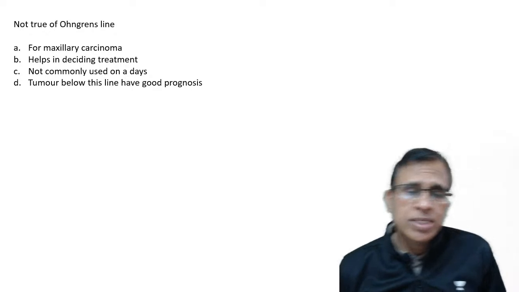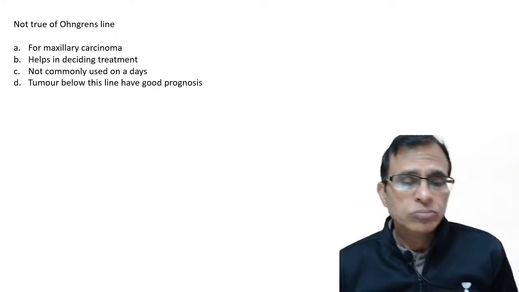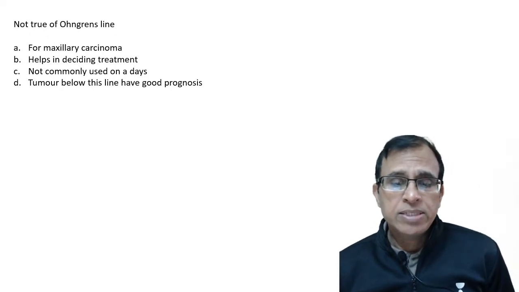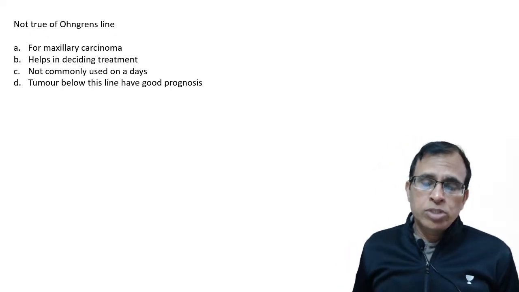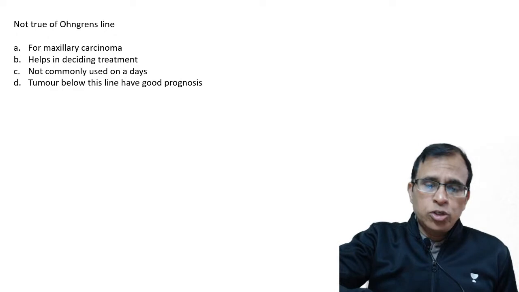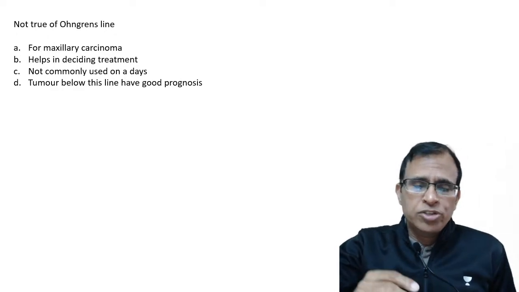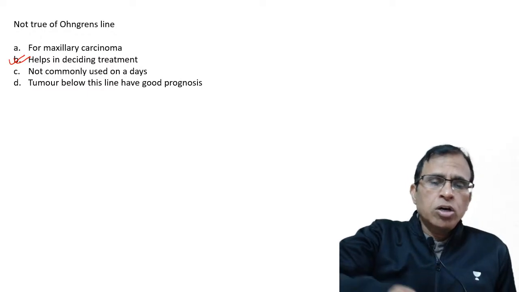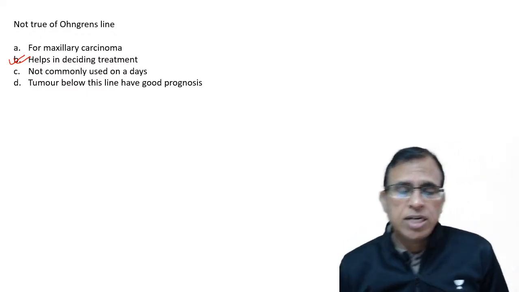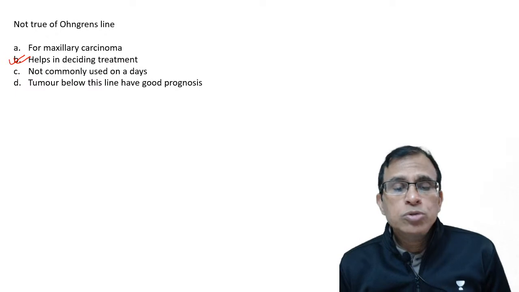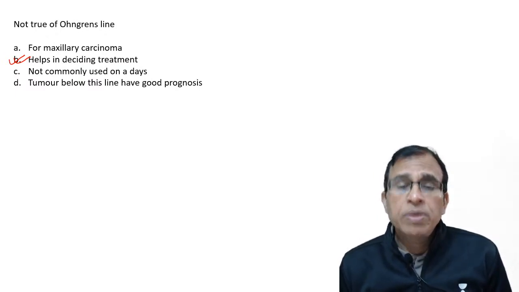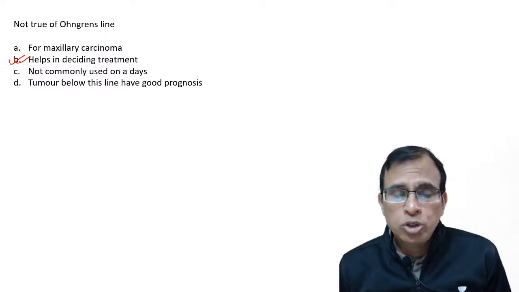Not true of Ongren's line. Again, it is for maxillary carcinoma, helps in deciding treatment, not commonly used nowadays. And tumor below this line has a good prognosis. Straightforward, simple, I think B. Ongren's line is indeed used for maxillary carcinoma, but it is used to know the prognosis, not for treatment. Above the line, bad prognosis. Below the line, good prognosis.